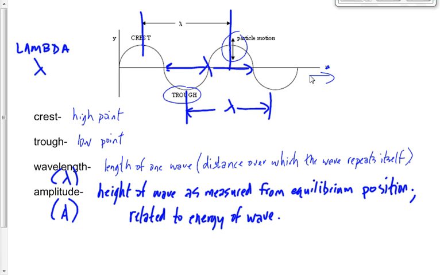Where are we going to label the amplitude on here? Well, it's from equilibrium. It's the height of the wave as measured from the equilibrium. So it could be from the equilibrium to the top of a crest, or the equilibrium to the bottom of a trough.